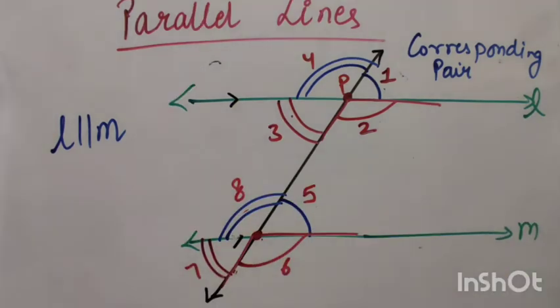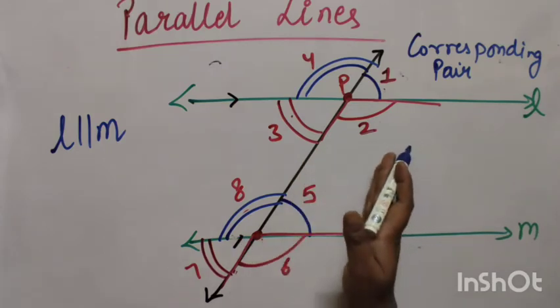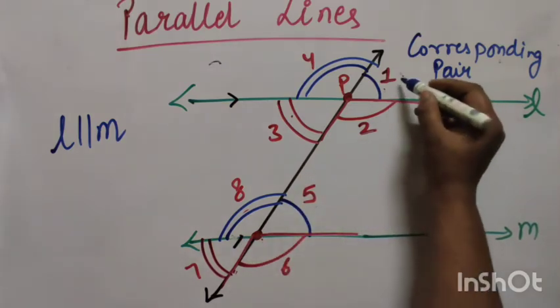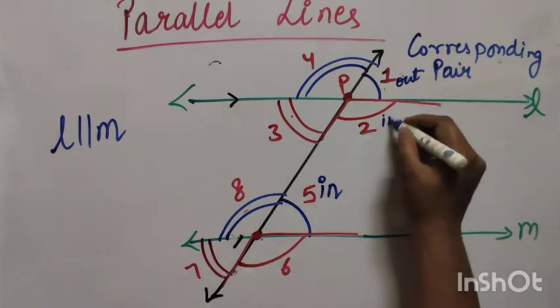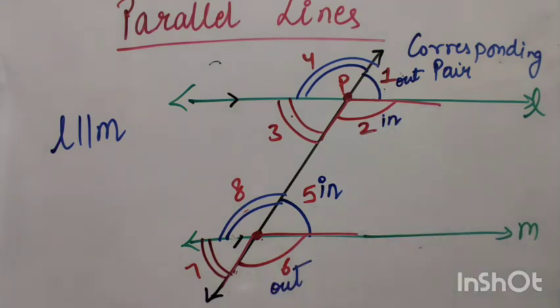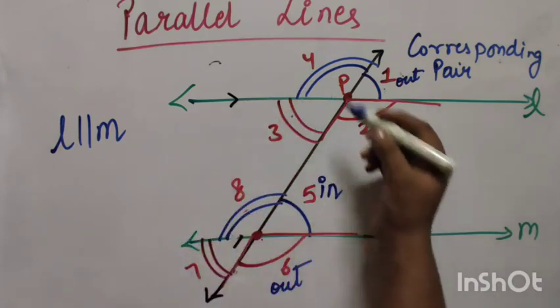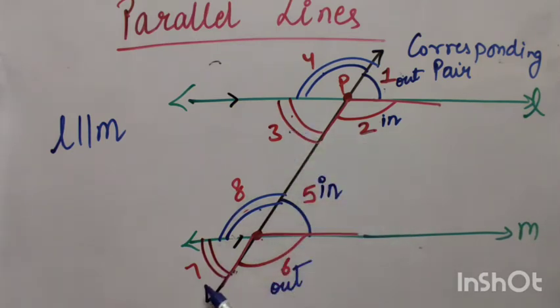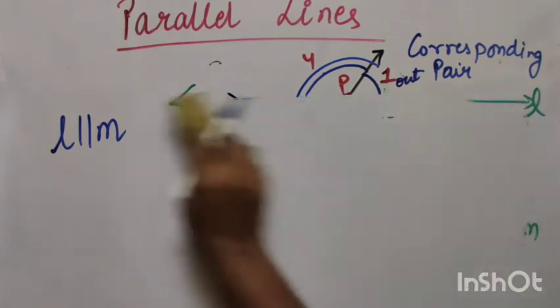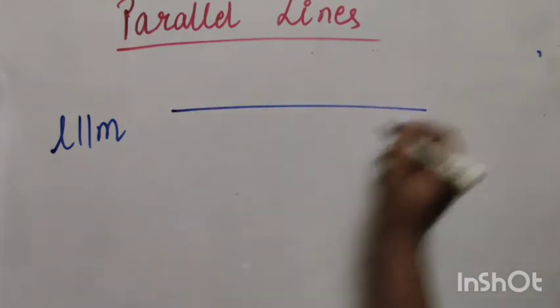So we can say that corresponding pair of angles are the angles in which the pair are at one side of the transversal, and one angle will be outside and the other angle will be inside. You can see here one angle is in and the other is out, and at the other side of the transversal also we can observe that one angle is outside and the other is inside. So these are the pairs of corresponding angles. Now we are going towards the next pair of angles by taking the same example.